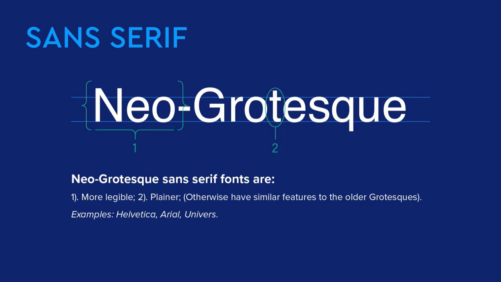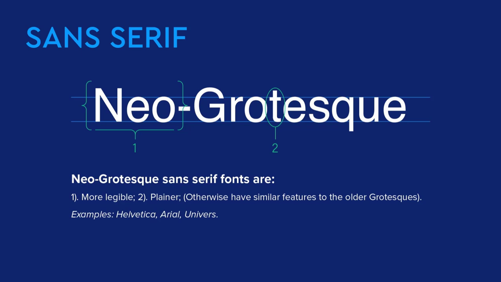Sans serif neo grotesque, that is after grotesque. This is a subcategory of the sans serif. The key characteristics are that the place highlighted as number one, we find it being more legible. The place highlighted as number two, we find it being plainer. Examples of fonts that fall into this category are Helvetica, Arial, and Univers.